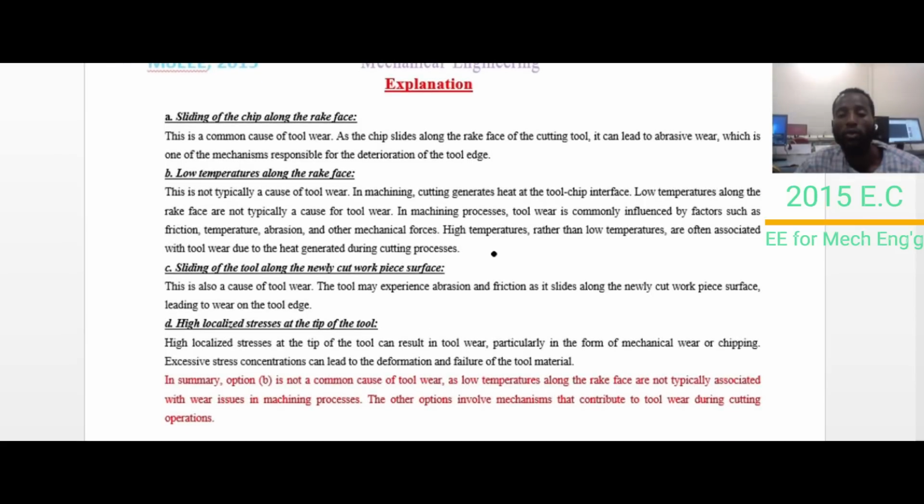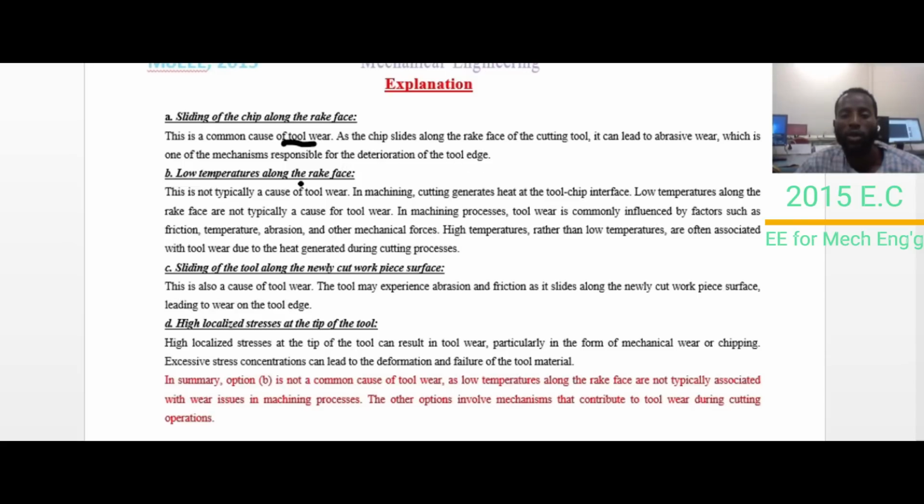There are so many causes for tool wear. And in A, it says sliding of the chip along the rake face. This is a common cause for tool wear. As the chip slides along the rake face of the cutting tool, it can lead to abrasive wear, which is one of the mechanisms responsible for the deterioration of the tool edge.